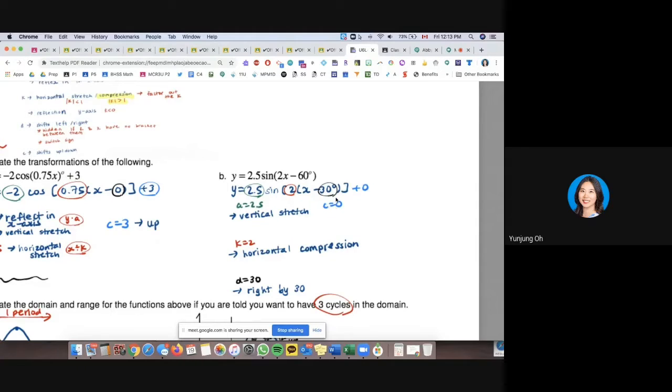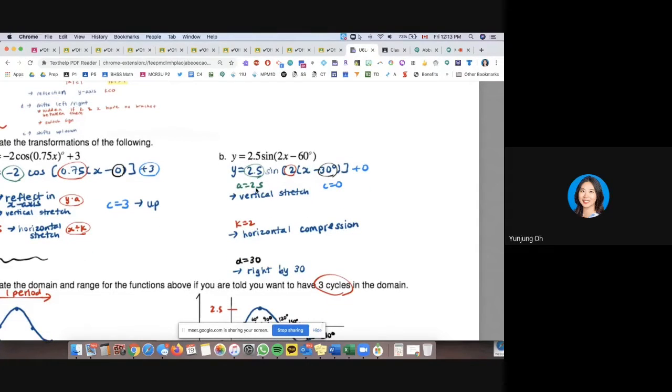Yeah, sometimes I make mistakes and that's what I have to watch out for. This should be my d. Well, yeah, that's fine actually. And then the c is 0. That's fine. So I did get it right at the end. So a is 2.5. That means that is my amplitude. 2 is my k, and then d is 30, which means it's going right by 30. This is c equals 0.